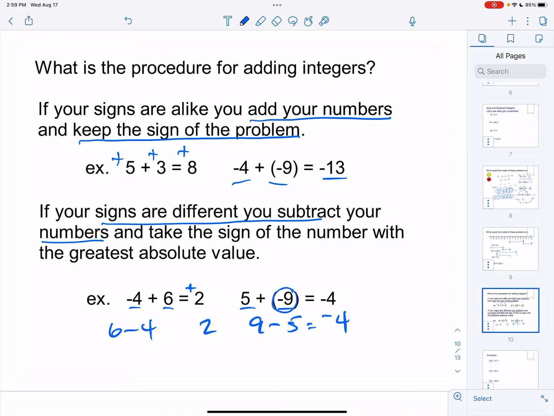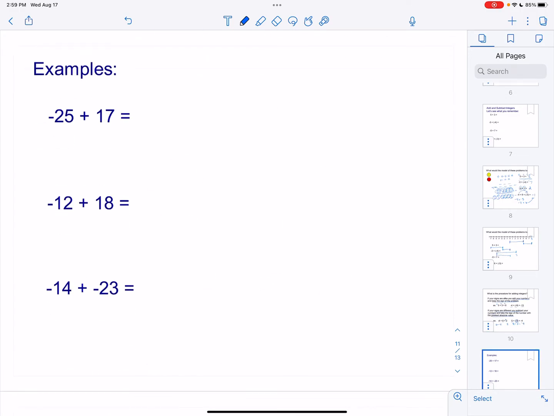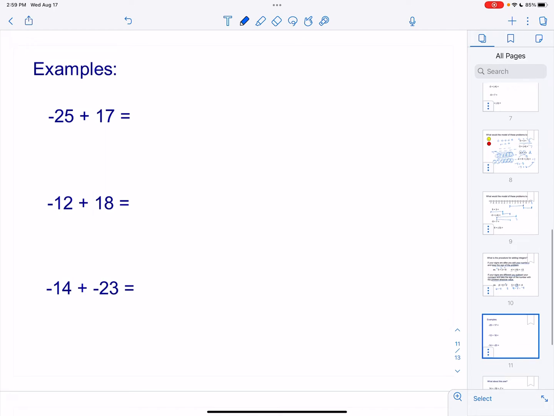So if your signs are different, you're going to subtract your numbers and take the sign of the number with the greater absolute value. And that's what we do for addition. So let's do a few more questions, and then we'll be ready for our assignment.